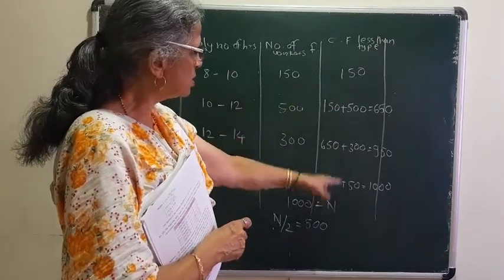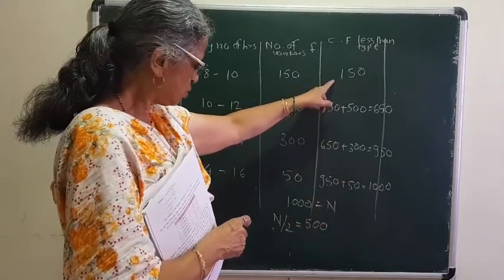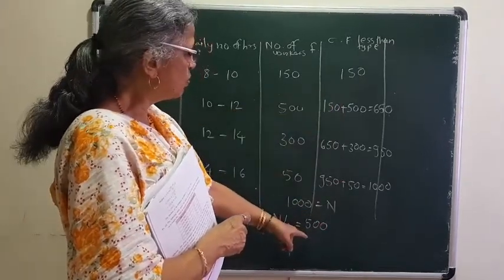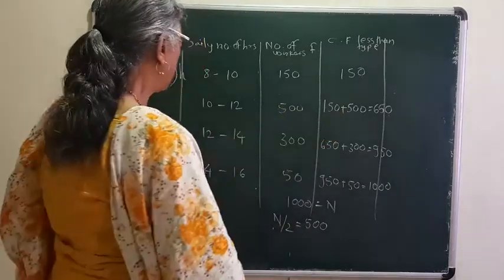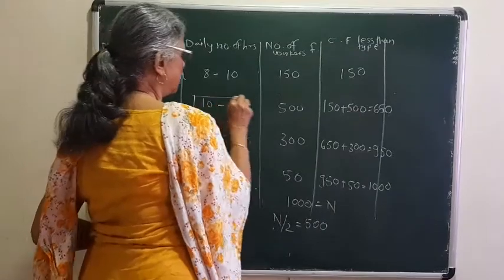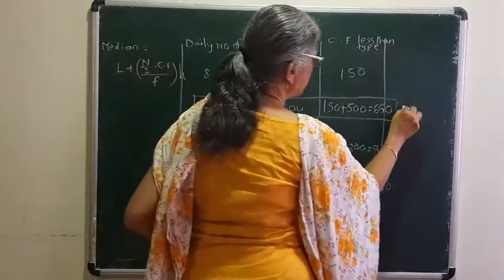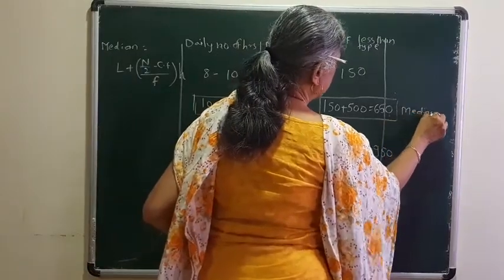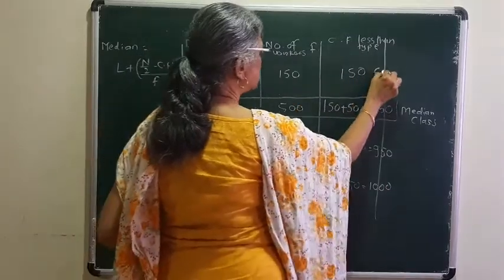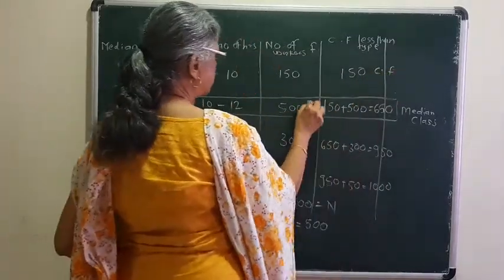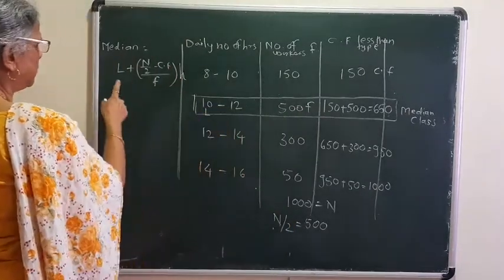Now you see the CF less than type table. In this, 150 is there, so 500 is much more. Now here 650, in that class 500 will be accommodated. So this will be your median class. For this median class, this will be CF, this will be F, and this will be L. Followed? So I will put in the values.